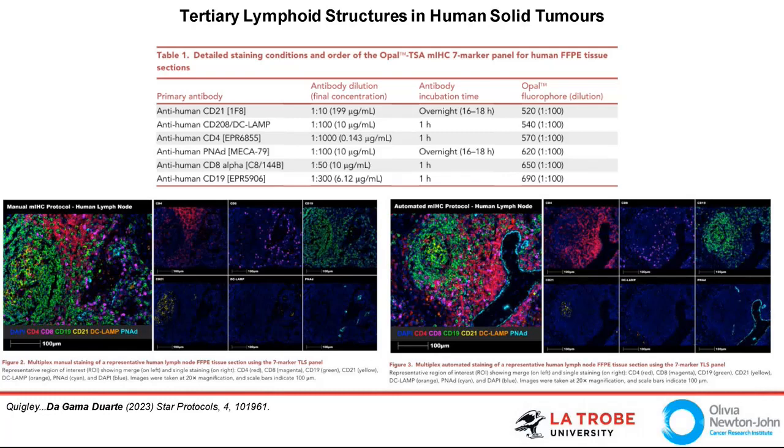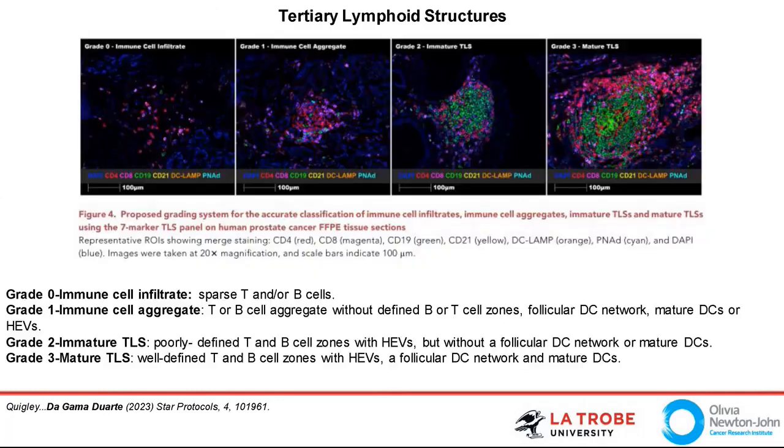And we've developed a really nice protocol recently where we actually categorize these and give a series of markers that are important to adequately identify these structures in tumors. I'll show you how we've categorized these. So if you simply have an immune cell infiltrate without any aggregates, that's a grade 0, so that's definitely not a tertiary lymphoid structure. And if you start having immune cell aggregates, but no defined B cell or T cell zone, that's actually a grade 1 immune cell aggregate, but not a TLS.